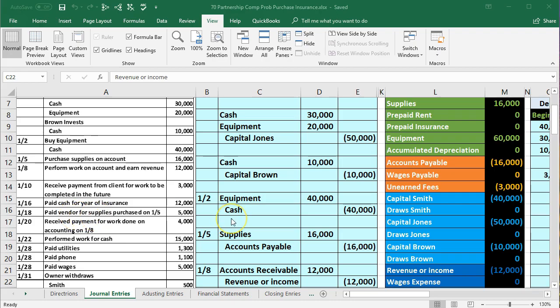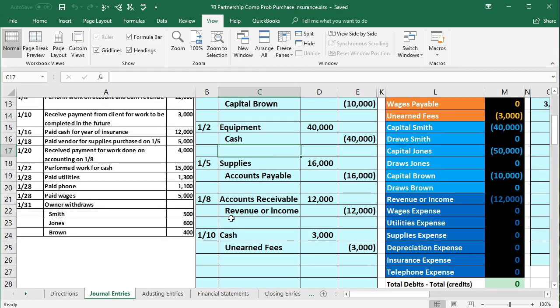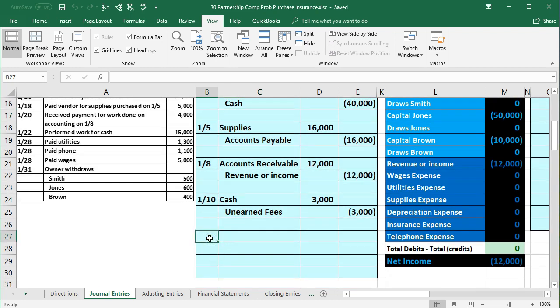So in other words, we're buying insurance, a year of coverage, and we're purchasing that with cash. Okay, so we're going to go down here in cell B27, January 16th.